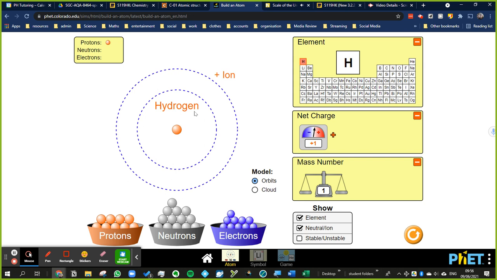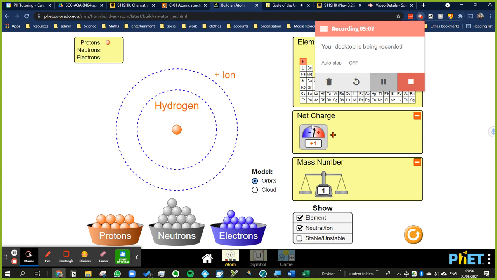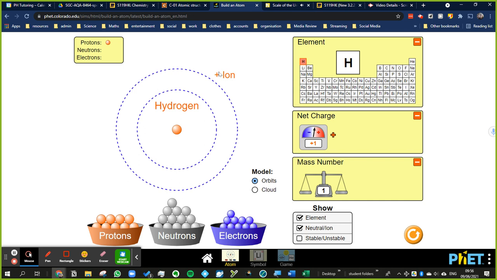Well, we got a name, hydrogen. It called itself an ion, and it has a charge of +1. So that's right, the charge went up to 1. You can see the little arrows moved off to the right. The mass is 1. It's called itself hydrogen, and that's been highlighted, and it's a plus ion.